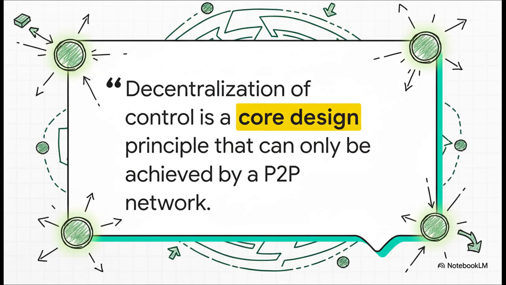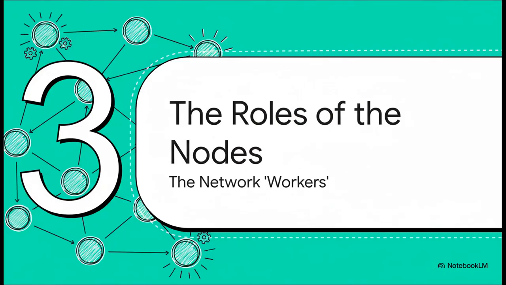And this really gets to the most crucial point. For Bitcoin, going with a P2P network wasn't just some random technical choice. As our source material puts it, it's the only way to actually achieve its core mission: decentralized control. It is literally the foundation that everything else is built on top of. All right, on to Section 3.